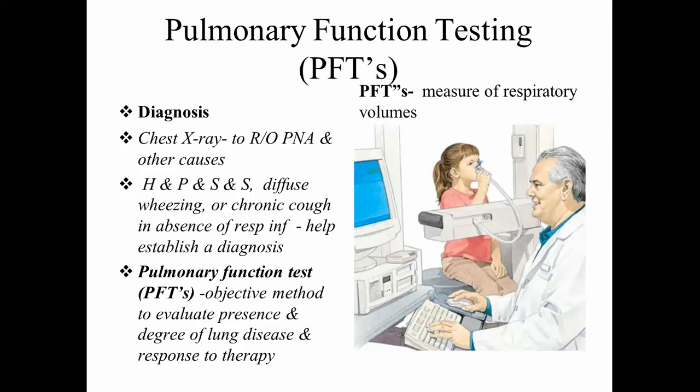Now, in order to diagnose if a child has asthma, usually they will have a chest x-ray. The reason you have a chest x-ray is that you want to rule out other conditions. You want to make sure that they don't have other things like pneumonia or other causes. And your H&P, your signs and symptoms, and if they have diffuse wheezing or a chronic cough in the absence of a respiratory infection, that will help to establish a diagnosis of asthma.